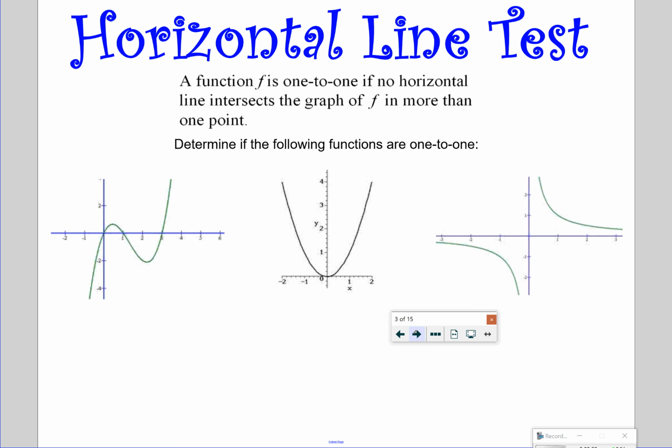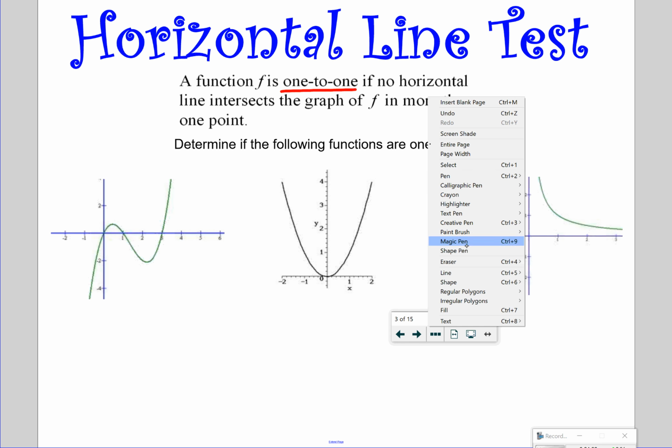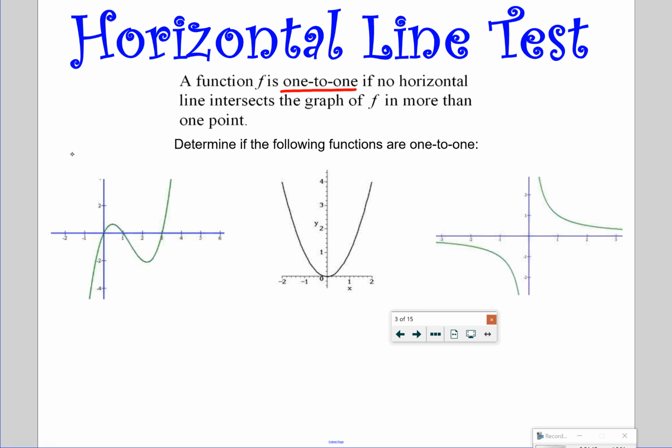Okay, another way to tell if you have a one-to-one function or not is with the horizontal line test. So remember, the vertical line test is what we use to determine if something was a function. A horizontal line test can then be used to determine if we have a one-to-one function. So let me make a line here for us to move around a little bit. Let's just make a vertical line here to start, okay?